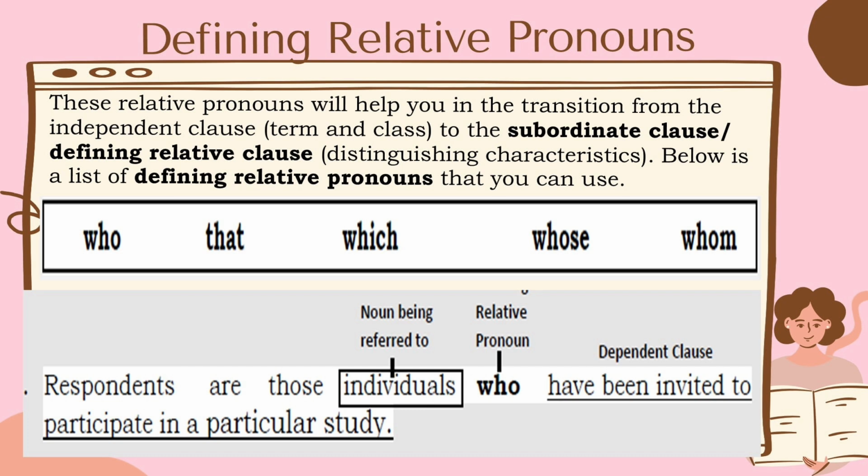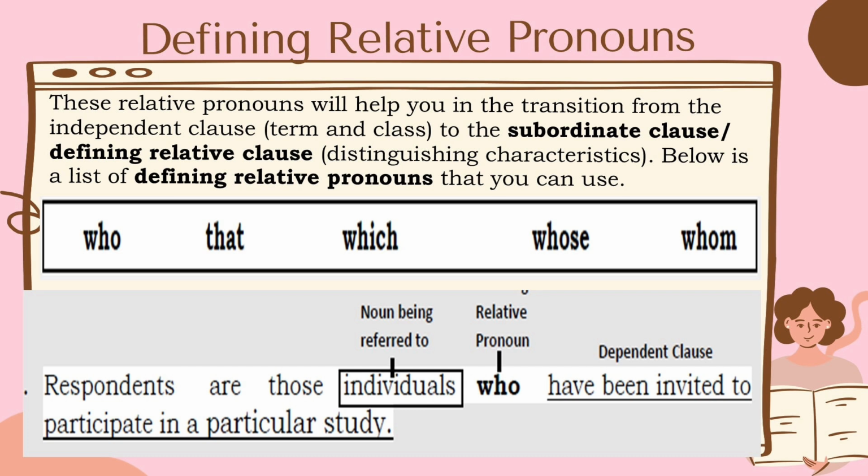In writing your distinguishing characteristics, it is important to use defining relative pronouns. These relative pronouns will help you in the transition from the independent clause, which is the term and class, to the subordinate clause, or the defining relative clause, or the distinguishing characteristics. And here we have the list of defining relative pronouns.